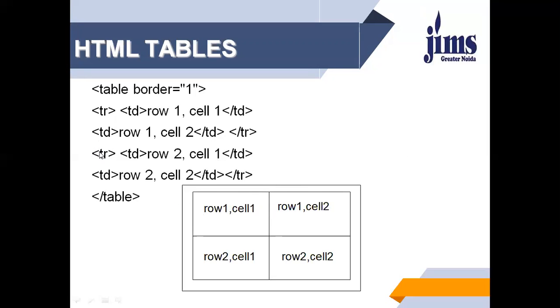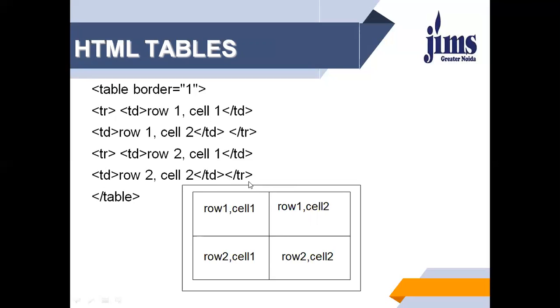Now coming to the second row, you will again start the TR tag, then the TD tag, this is row 2, cell 1. And then you again close this TD tag. Then again for the second TD tag in row 2, we will again start this TD tag, row 2, cell 2. And then you close this TD tag and then you have to close the TR tag also.